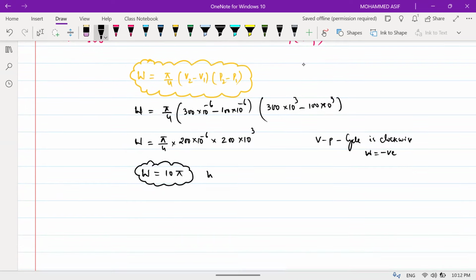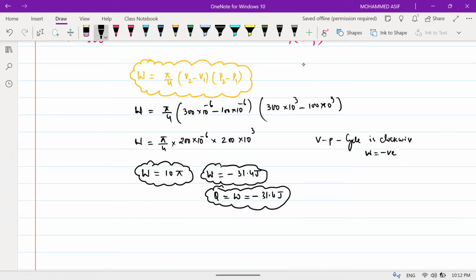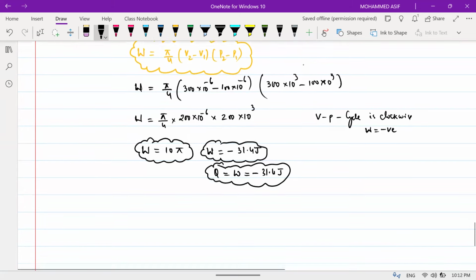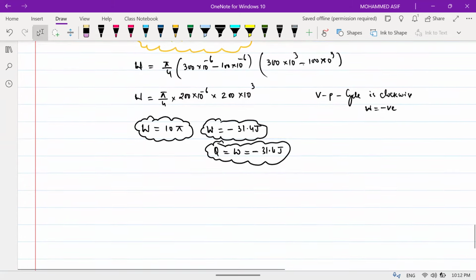So what is the work done for this? W is equal to minus 31.4 joules. So that is your heat rejected. Whether you say Q or work done, it is one and the same, minus 31.4 joules. Am I clear? Yes.